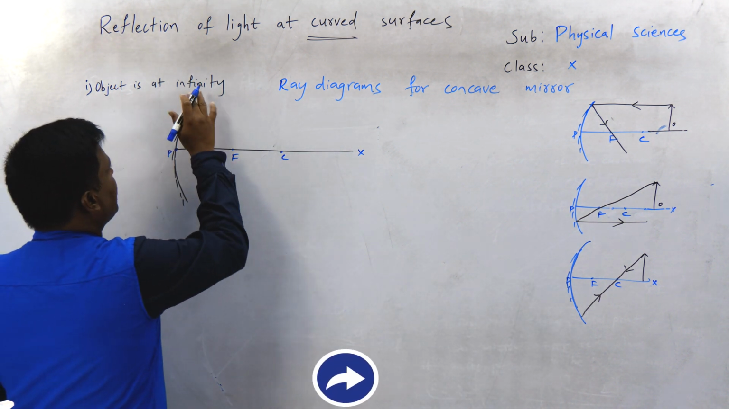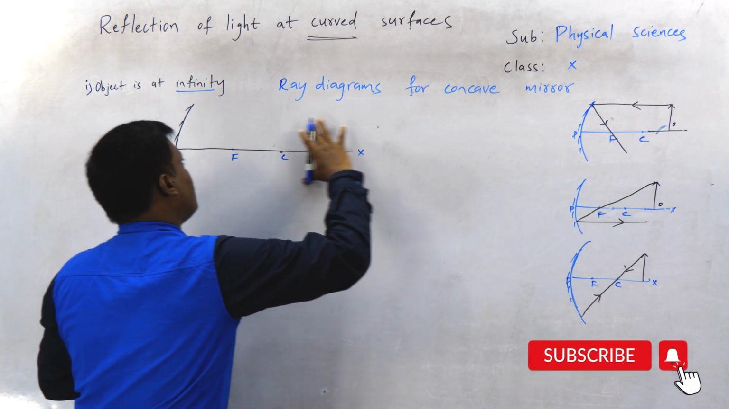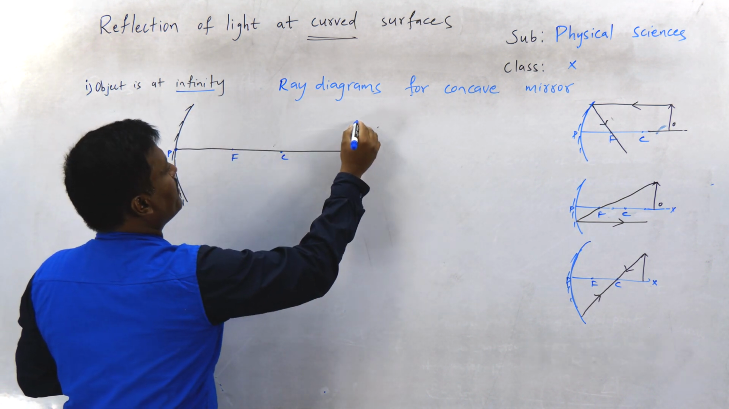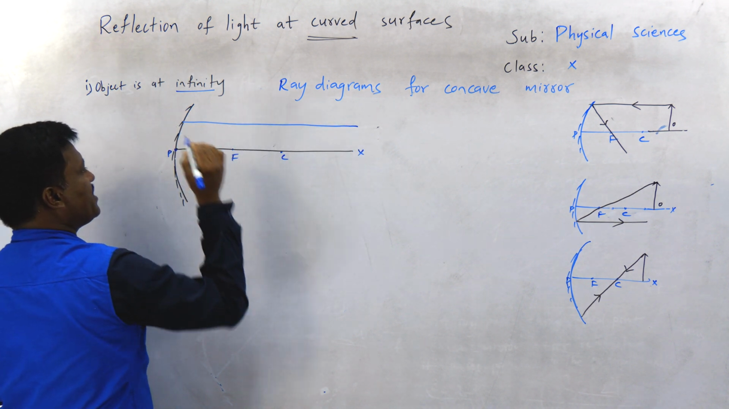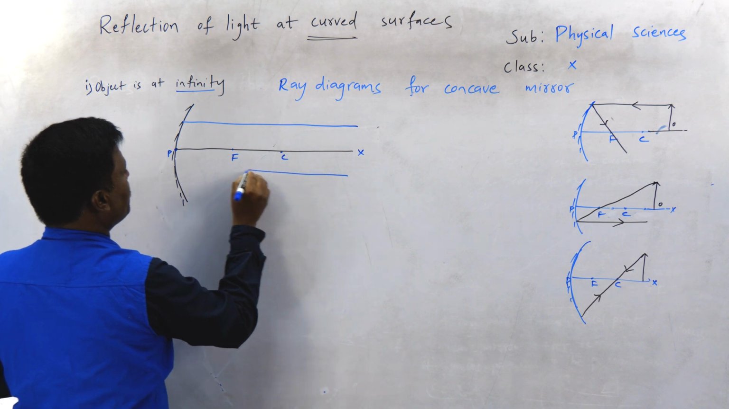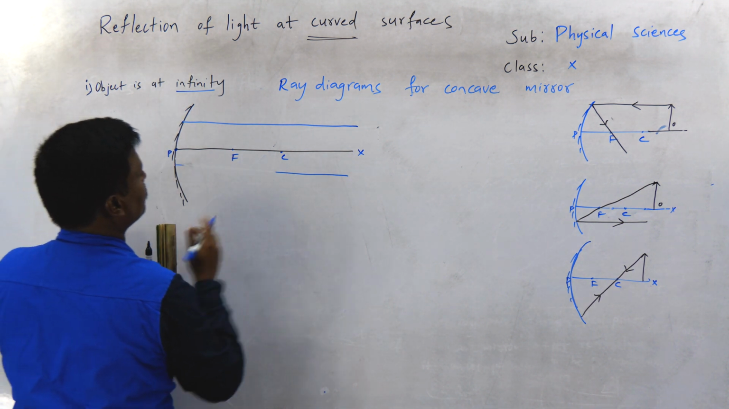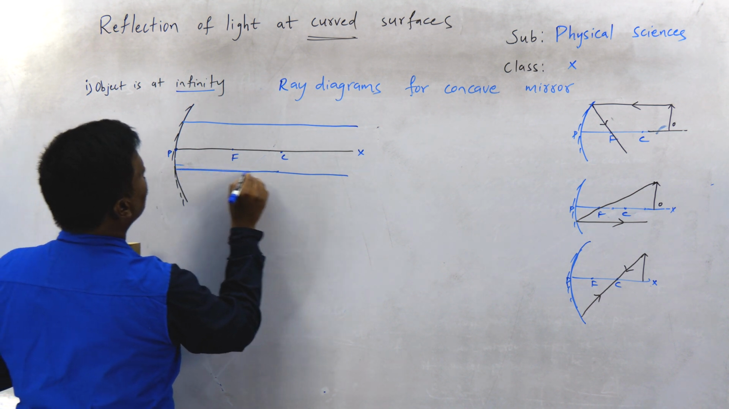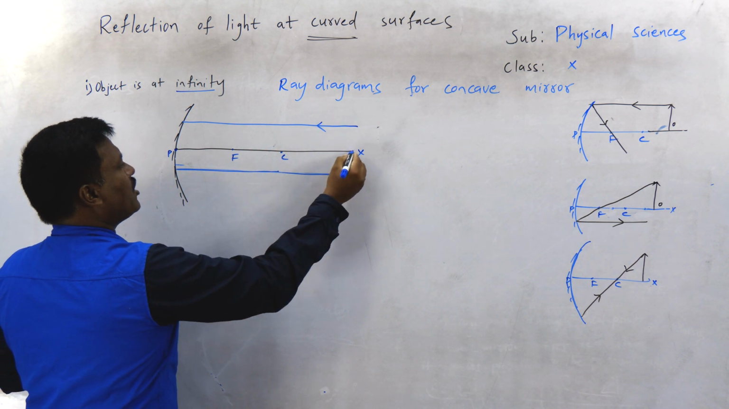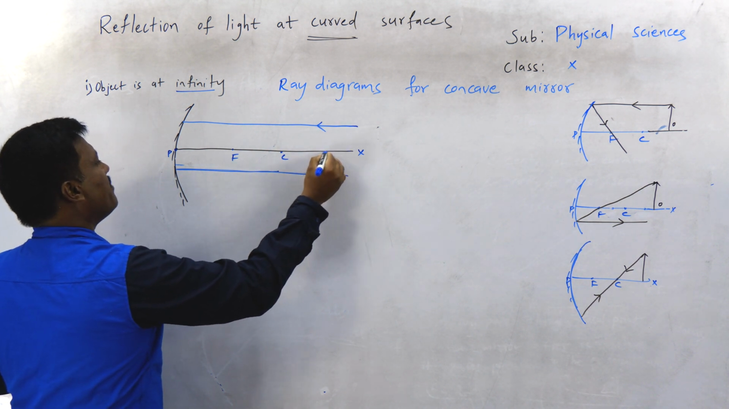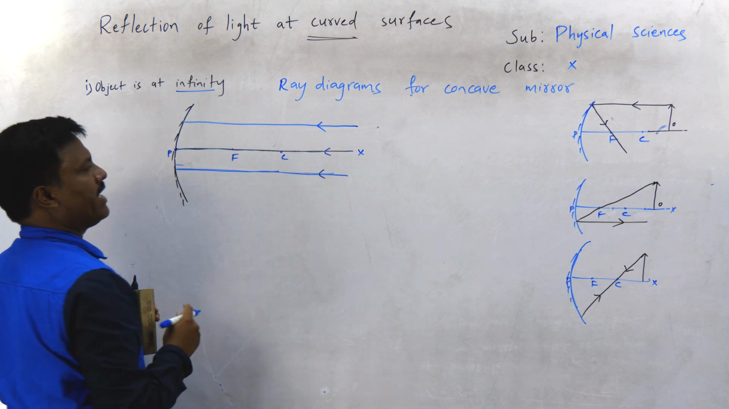Now, object is placed at infinity. This is case number 1. Object is at infinity. So, what kind of rays are coming to meet this mirror? Parallel beam. So, I am going to consider a ray passing parallel to the principal axis, above the principal axis and below the principal axis. I considered 2 rays. And one is along the principal axis also. A ray is coming along the principal axis. So total 3 rays I have taken.